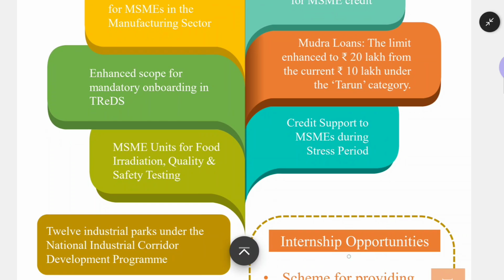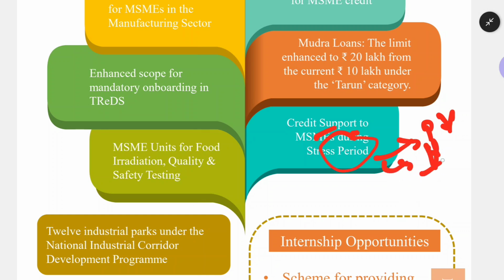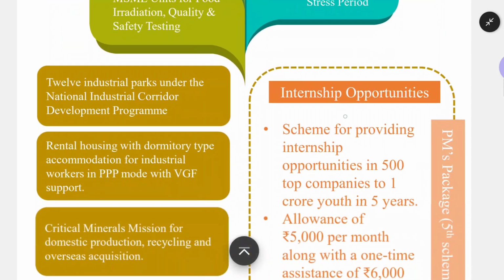Credit support will also be given to MSME during the stress period. Stress period is nothing but the period where there would be less profits for the companies. Maybe the area is affected by flood or natural calamity. Maybe inflation is running on and they are not getting many purchases. So in any of these stress periods, where the MSMEs are not able to repay their EMIs or dues, at that time the credit support will be given to MSMEs according to the budget.